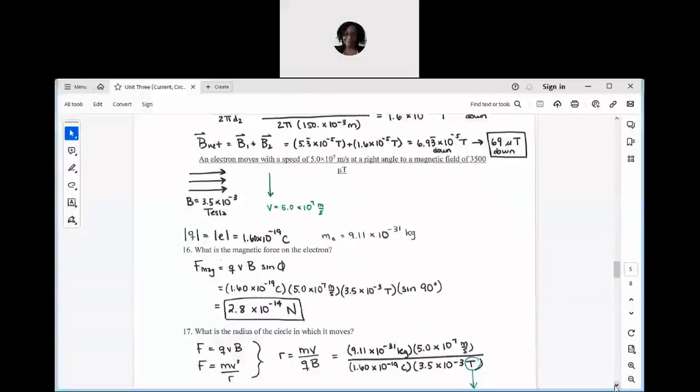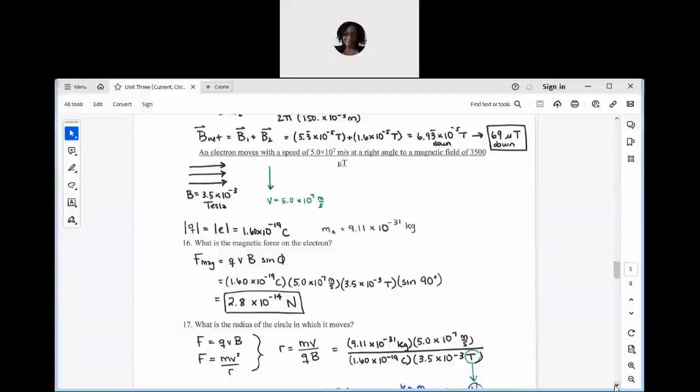Next, we're going to examine an electron moving with a known speed at a right angle to a magnetic field with a known strength. The fact that the electron is moving at a right angle to the field just tells us that the entirety of the B vector is perpendicular to V, so I don't need to break it down any further. In other words, I know that the angle phi that I am considering is going to be 90 degrees.